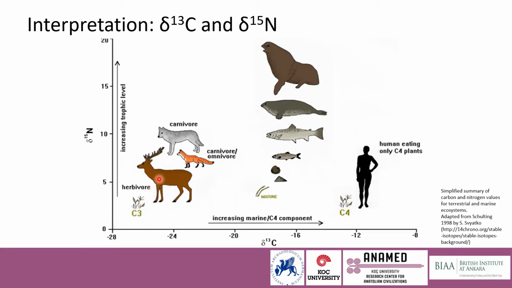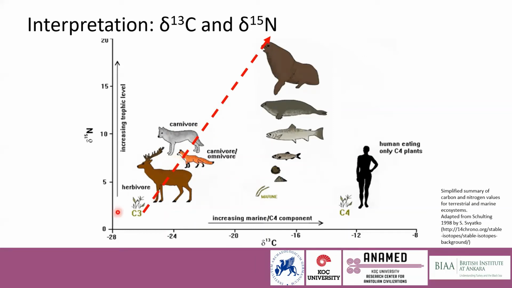And then obviously going through the food chains, increasing trophic levels. So this is a terrestrial food chain, as we saw before. This is a marine one. So generally, as you go more positive in the carbon, this can either be an indication of increasing C4 input into the diet or a marine input. And obviously, as you go up the trophic level, you're more likely to consume more dietary protein.